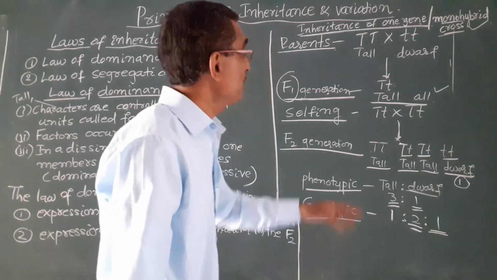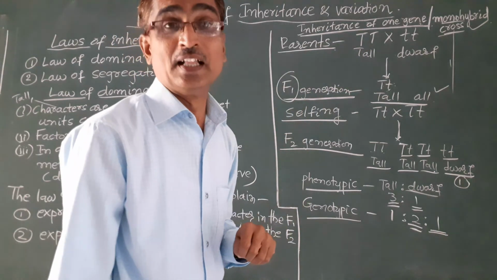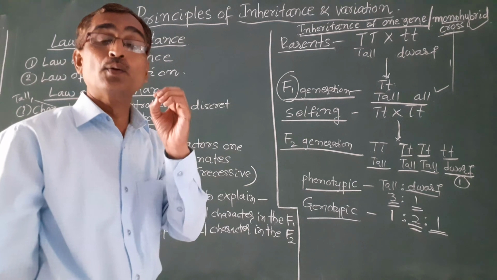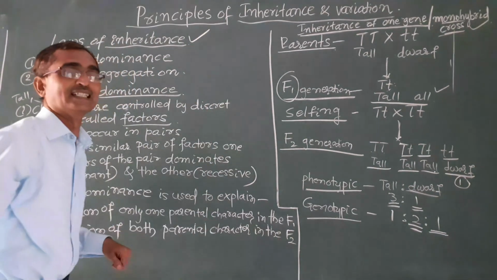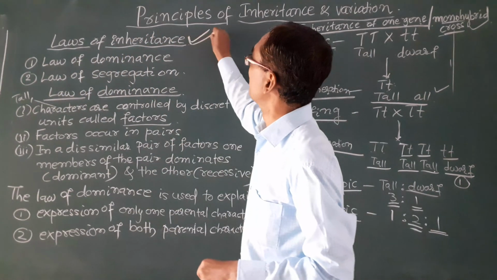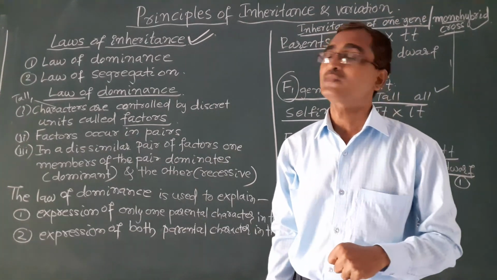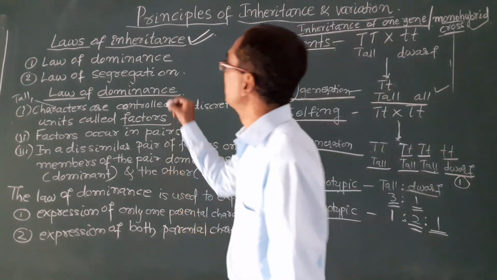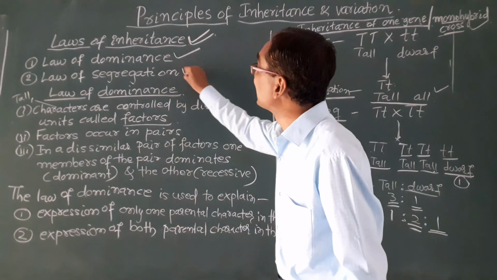Now, based on this inheritance of one gene, or monohybrid cross, Gregor John Mendel formulated certain rules or laws. They are known as laws of inheritance, or principles of inheritance. Gregor John Mendel put forth two laws of inheritance. What are they? The first one is the law of dominance, and the second one is the law of segregation.